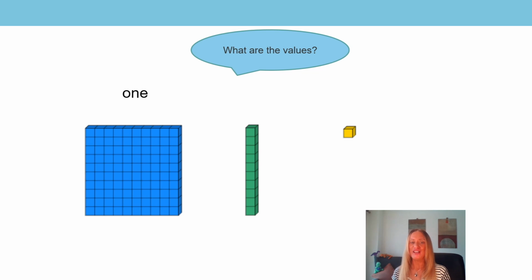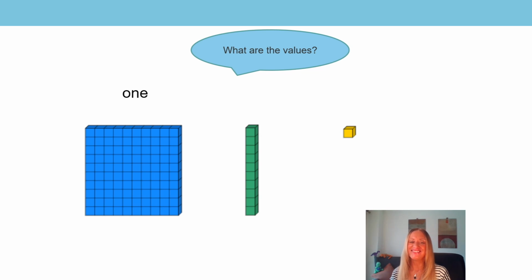Do you think you can tell me what the values of the green rod and the yellow cube are? Pause me now and you can use your finger to trace across the blue block, count how many equal parts the whole 1 has been divided into, and come back and tell me what you think the value of the green rod and the yellow block are.